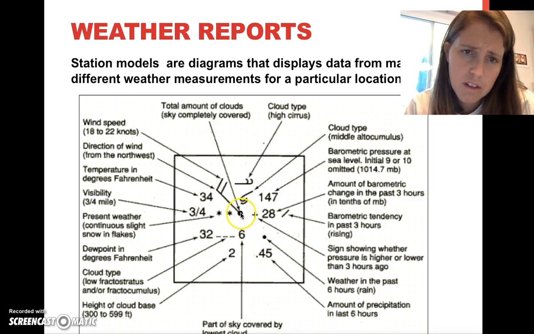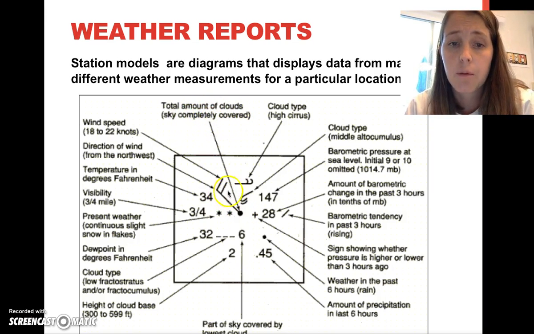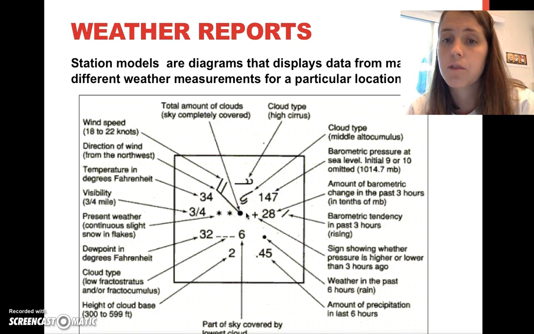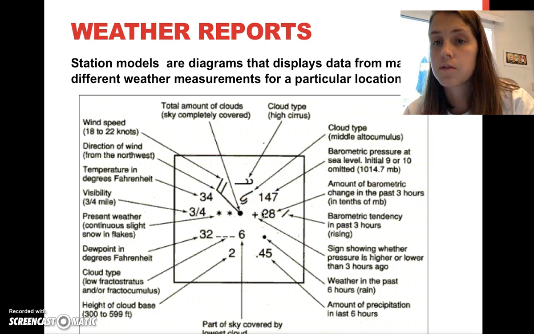One, this little circle tells you the total amount of clouds, or whether the sky is completely covered. It tells you what your cloud cover is. Then it tells you what your cloud type is. They each have their own individual symbols, which I won't make you memorize. I'll give you a sheet with that. They'll give you the cloud type and the barometric pressure at sea level. So at sea level, what's the air pressure? It'll tell you the change in the past 3 hours, so whether it's rising or falling. That should tell you whether the temperature is going to be decreasing or increasing.